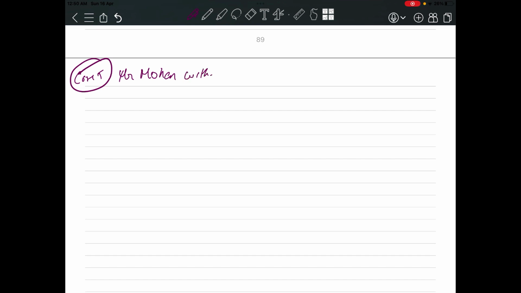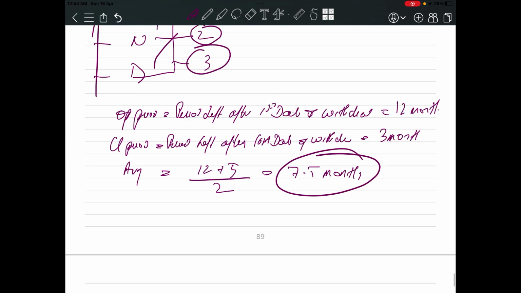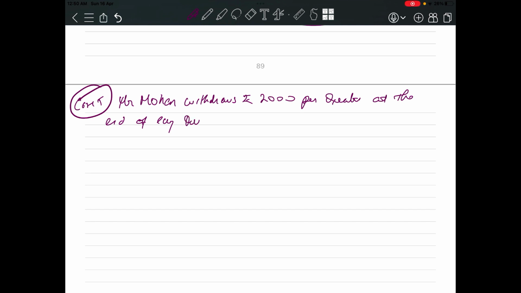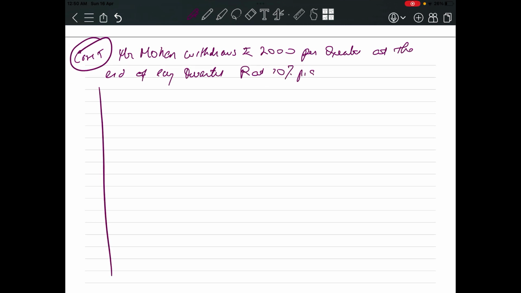Mr. Mohan withdraws rupees 2000 per quarter at the end of every quarter. Okay, rate is 10% per annum. Now let's do the timeline again. So here will be Jan, Feb, March, April, May, June, July, August, September, October, November and December.